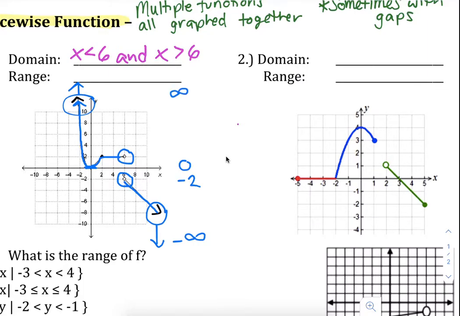So here's how we're going to say that. I can be everything lower than negative 2, and I can be everything higher than 0. We just have to be careful with our equal to's. Okay, so let's check this guy out.